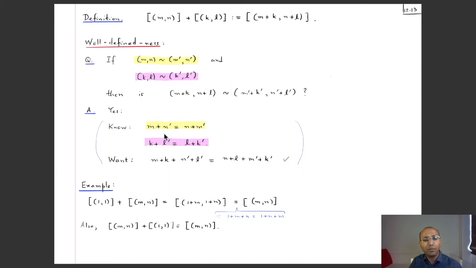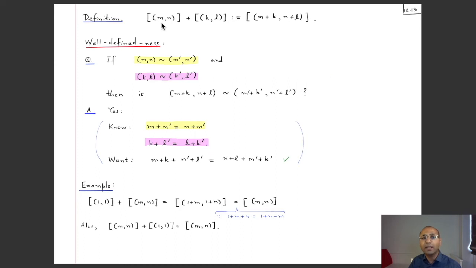But this one is obtained by simply adding these two. After all, if I add these two, what do I get? I get m + n' + k + l', so this is just the rearranged sum that one obtains on the left hand side. And on the right hand side you get n + m' + l + k', and again that is exactly a rearrangement of this. So simply by adding these two you get this thing, which is exactly the same as saying that (m+k, n+l) is equivalent to (m'+k', n'+l'). So indeed this is equivalent to this, and so this is a well-defined operation.